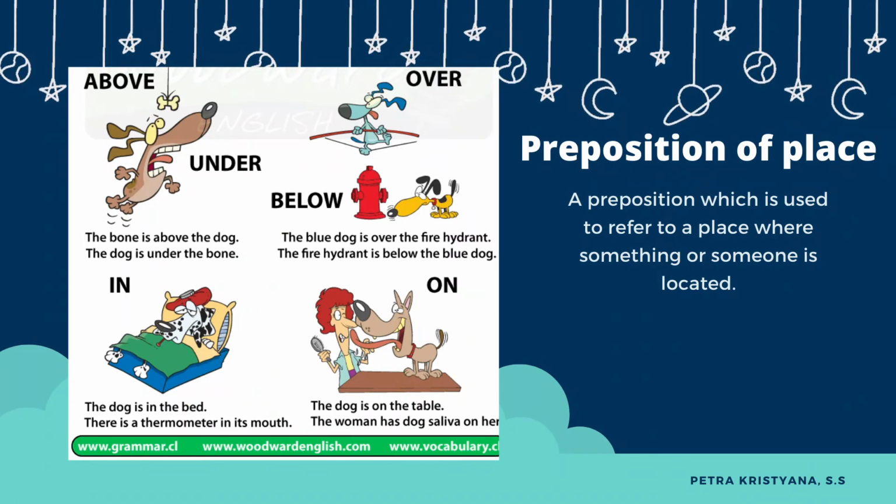And then the next one is in. The dog is in the bed, or there is a thermometer in its mouth. Okay, and then the last one is on. The dog is on the table. The woman has dog saliva on her. So you can see the location of each object. Okay, so you can know the difference between each preposition that we can use.